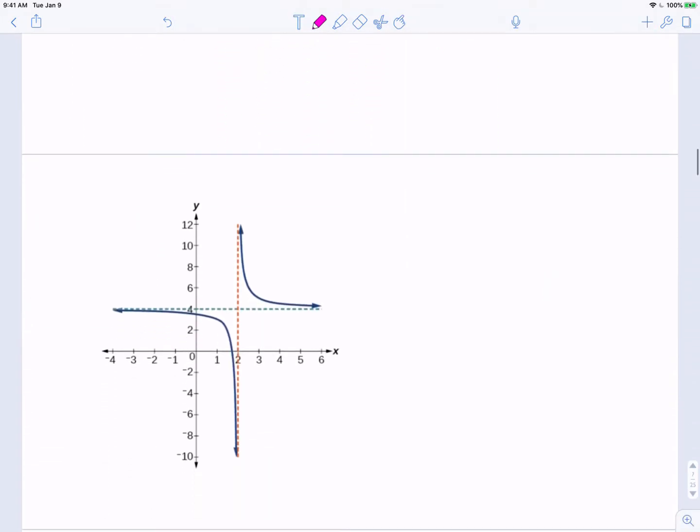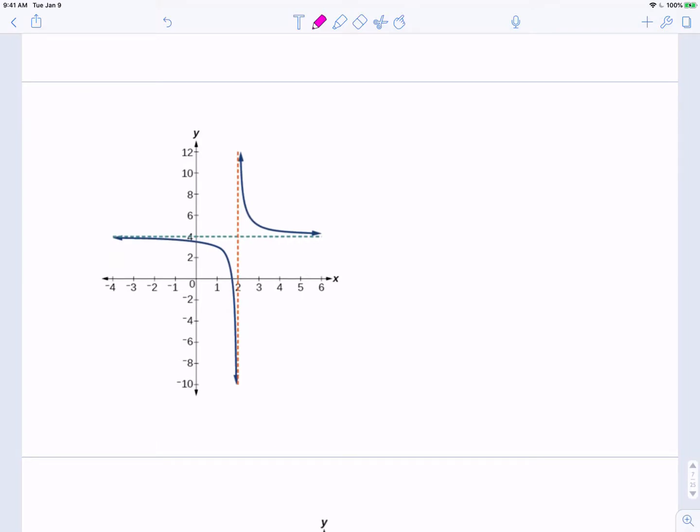So let's take a look at a horizontal asymptote. For example, in this rational function, we can see that as the x values increase, the y values approach this dotted green line. And as the x values decrease, head towards negative infinity, the y values also approach that green line. And that green line has the equation y equals 4. So y equals 4 would be what we call a horizontal asymptote of this function.